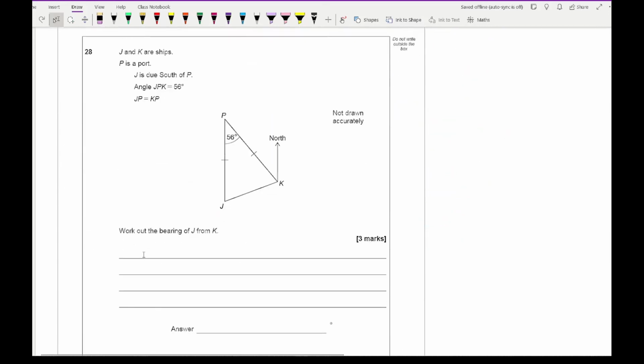Then moving on to question 28, which is a bearing question. It says J and K are ships, and P is a port, and J is due south of P. We just need to look at this, and we know it's an isosceles triangle. What we need to do is work out what this bearing here is going to be. Now it's not drawn to scale, so I can't just use my protractor to measure this out. So I've got to just use my knowledge. The first thing we notice is that it's an isosceles triangle, so let's first of all work out what these two angles here are going to be.